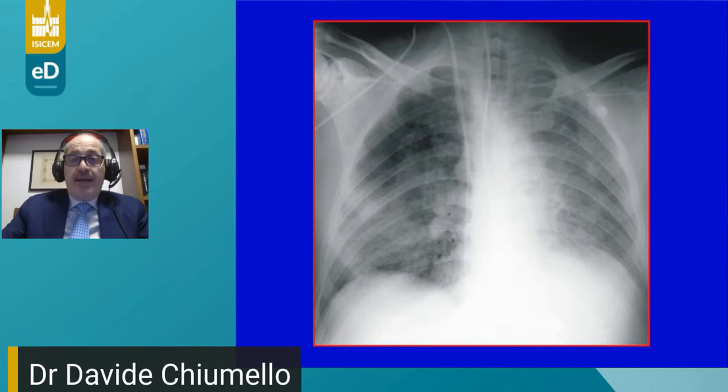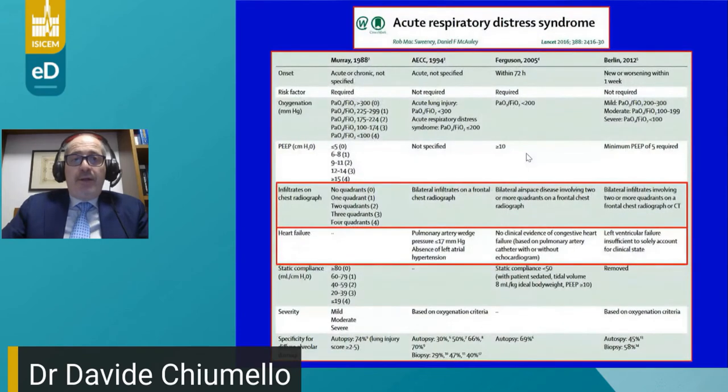This is a typical chest X-ray of a patient with ARDS. What you can see is the presence of bilateral disease without pleural effusion and without any problem of the heart. According to the latest definition of ARDS, patients with ARDS require the presence of bilateral infiltrates on frontal chest X-ray, and we have to exclude the presence of heart failure. But why we have to use CT scan?